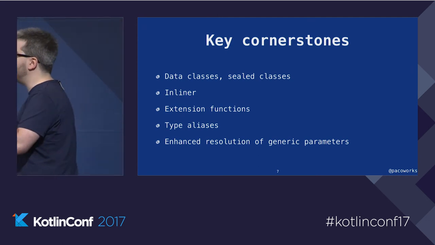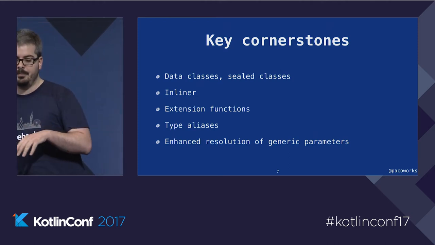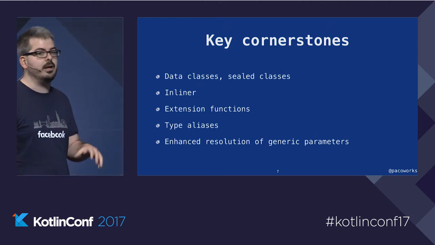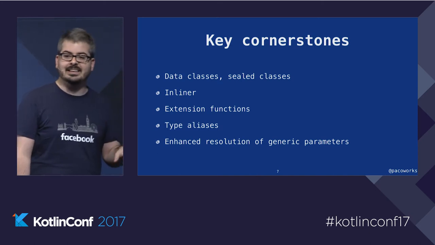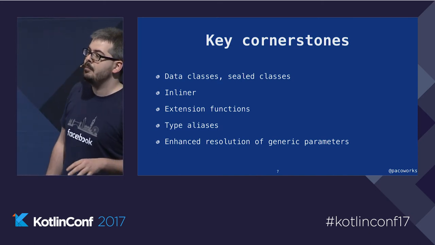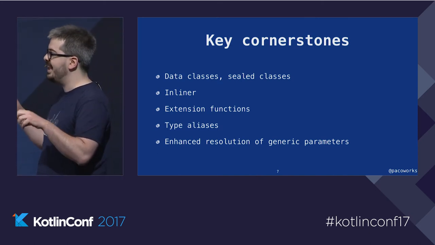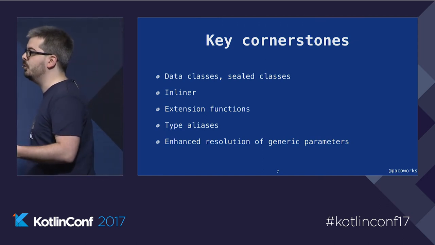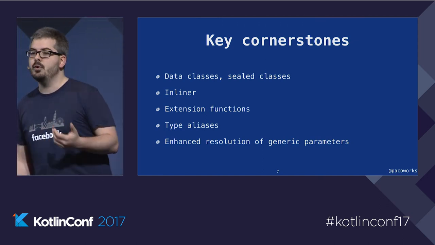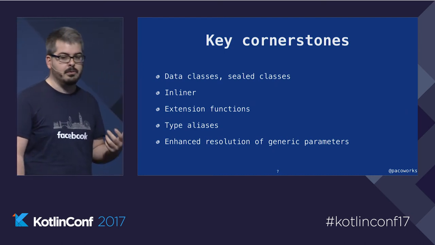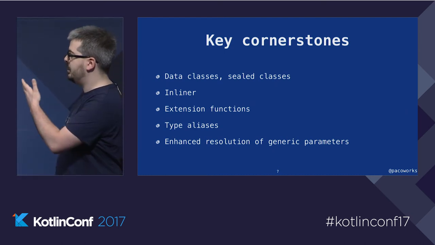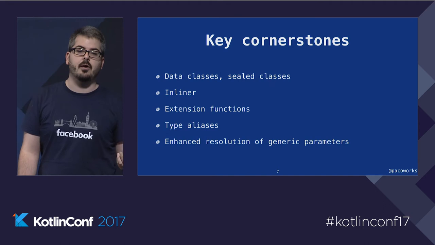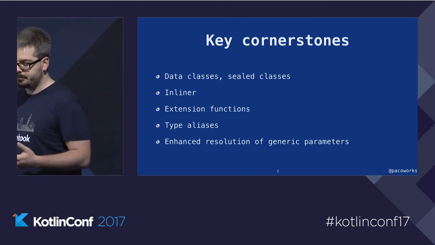And lastly, I'm not going to talk about these two, but you can look them up. You have type aliases, which are a way of renaming classes or renaming interfaces, but do nothing at compile time. It's just a text rename. And we have better resolution of generic parameters. If you were in yesterday's talk, The Road to Kotlin Town, you would have seen a lot of these ideas about generic parameters and how they are applied in our code bases.